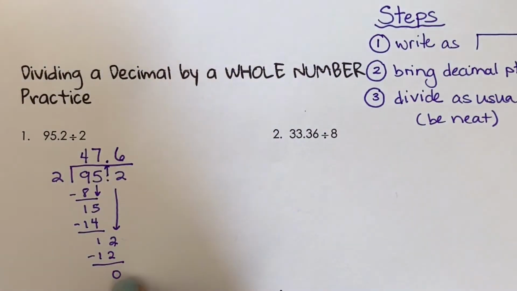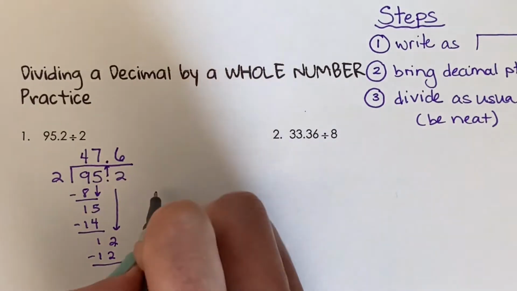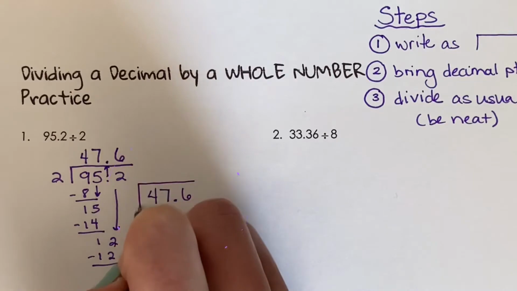There are going to be times where we don't have a remainder of 0 here, and we're going to do that later. But for now, all of our dividing is going to end with a remainder of 0. Our final answer is, I'll rewrite it to make it look a little nicer, 47.6.